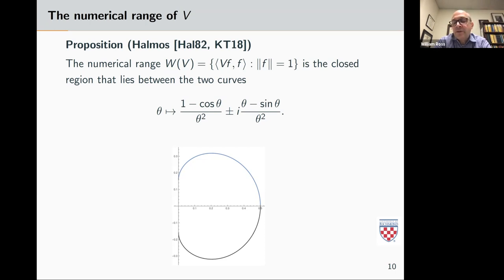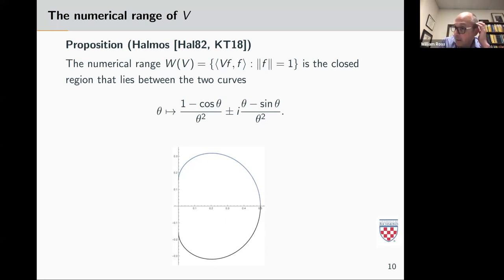The numerical range is the closure of it, and it is going to have to contain the spectrum. That's another general fact. Well, in this case, the numerical range turns out to be this sort of sideward squashed tomato region. So it's the region bounded between these two curves. Here's the upper one, the plus option, and here's the lower one, the minus option. So it's everything in between, including the two curves.